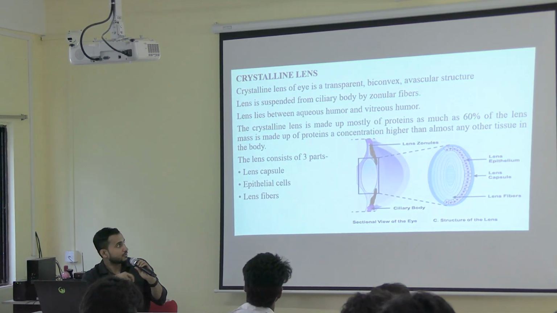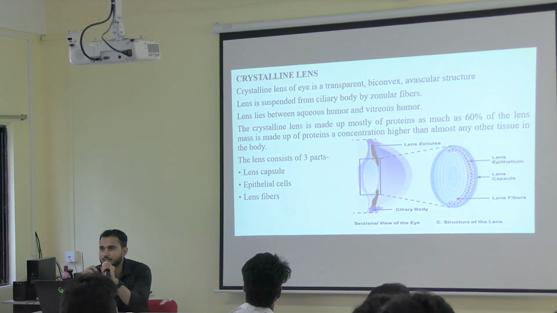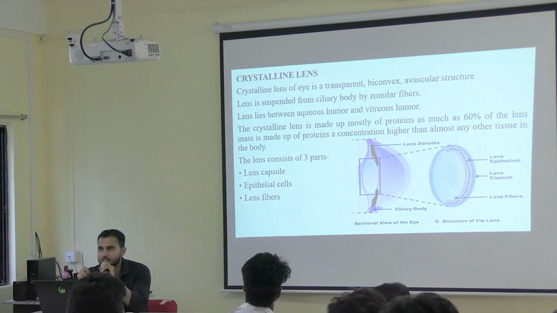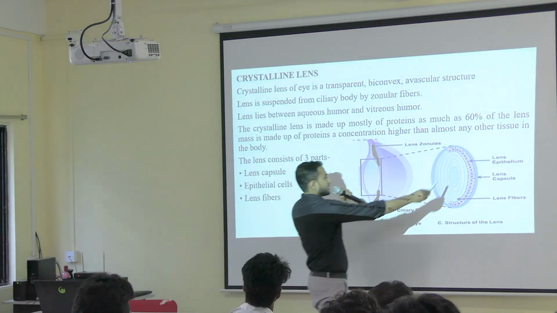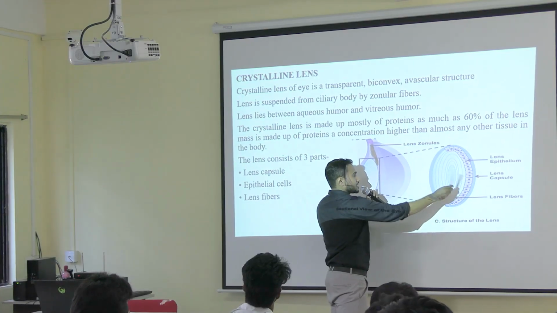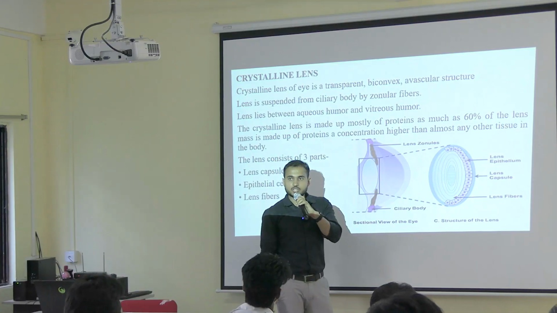Now, if you see the crystalline lens, it is having three parts. First of all, the lens capsule. The outermost part is the lens capsule, as you can see in the diagram. So here you can see the lens capsule. Lens capsule is present on the anterior aspect also. It is present on the posterior aspect also.